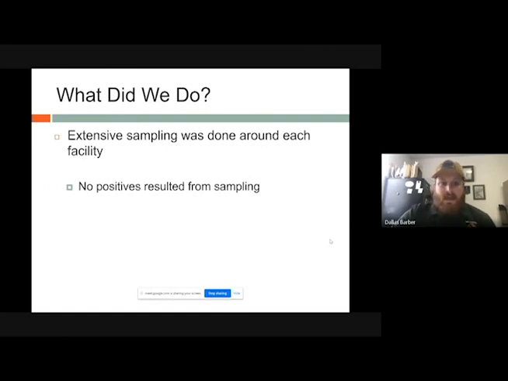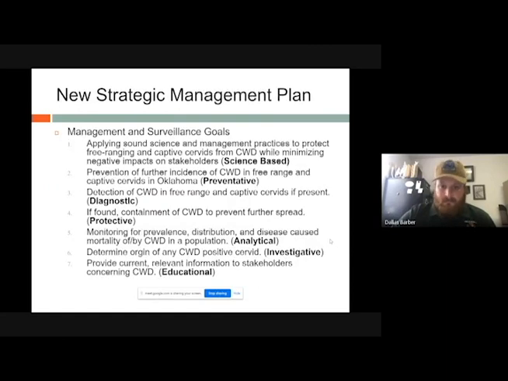So how did we accomplish that? Extensive sampling was done around each facility. That also includes some of our herd health evaluations that we do on an annual basis. Sick deer calls have all kind of added up to that total. No positives have resulted from any of that sampling. So another thing we've done is we have developed a strategic management plan for chronic wasting disease. And I'm not going to go through all of these, but just touch on what the overlying theme is for each one of these steps.